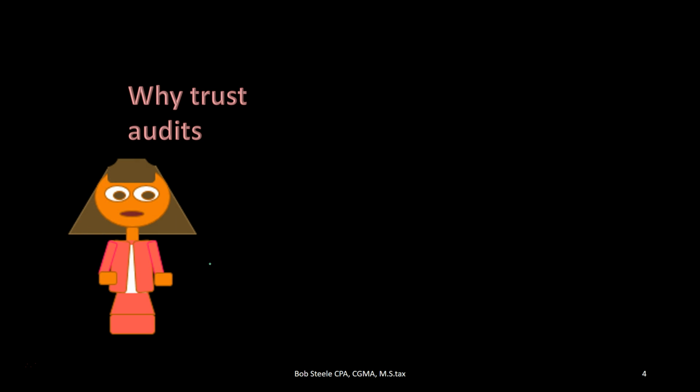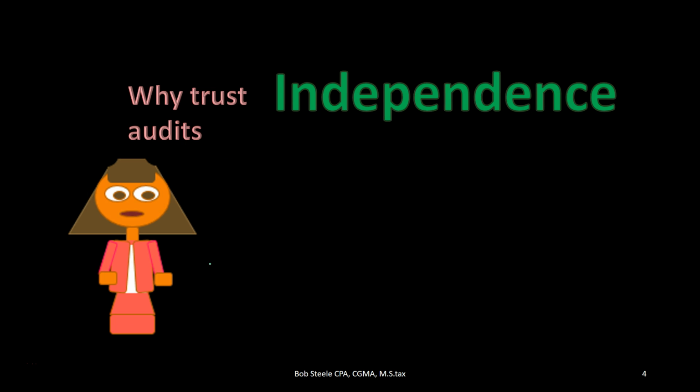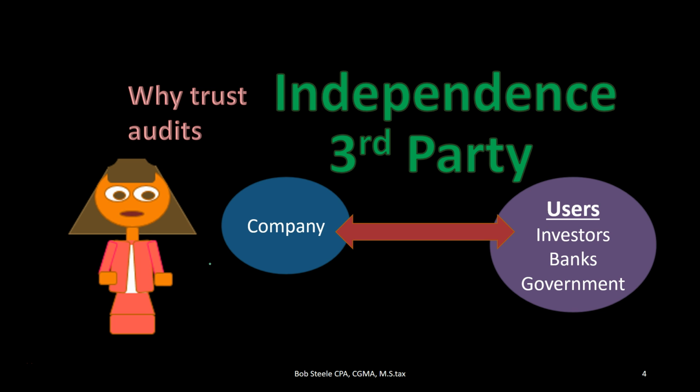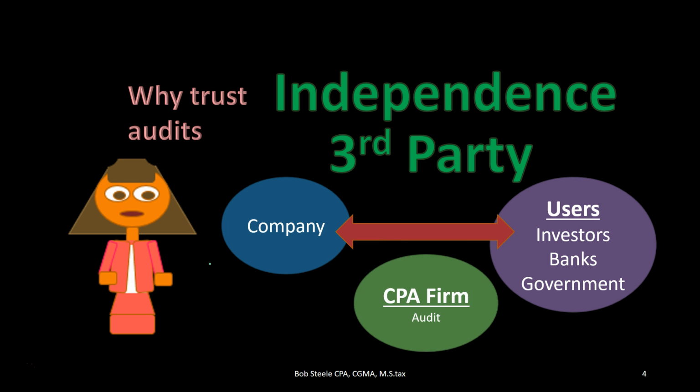So why would we trust the audit, you might ask? What is it about an audit that makes it a more trustworthy process? Well, the idea of independence, an independent third party, is a key component of why we would trust an audit. For example, if we have the company and the end users, A and B, who are doing business, they want to do business, C over here is not involved in the immediate transaction between A and B.